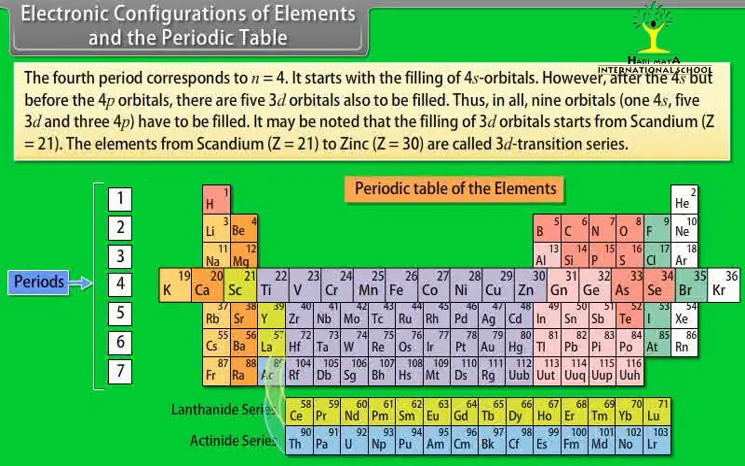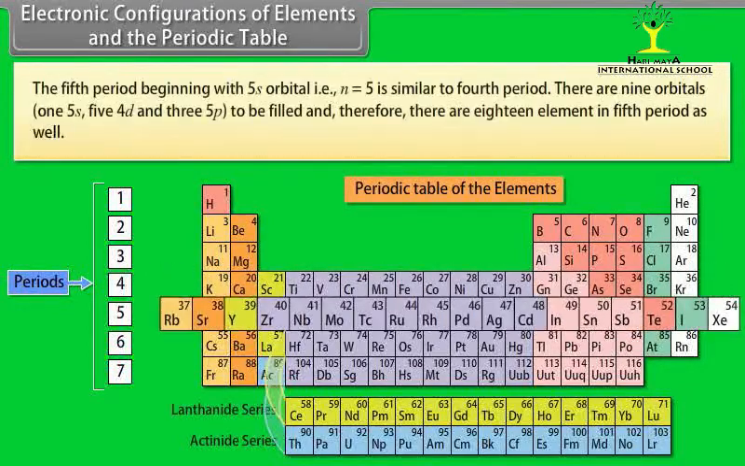The elements from scandium, atomic number 21, to zinc, atomic number 30, are called the 3d transition series. The fifth period, beginning with the 5s orbital, that is, n equals 5, is similar to the fourth period. There are 9 orbitals, one 5s, five 4d and three 5p, to be filled, and therefore there are 18 elements in the fifth period as well.